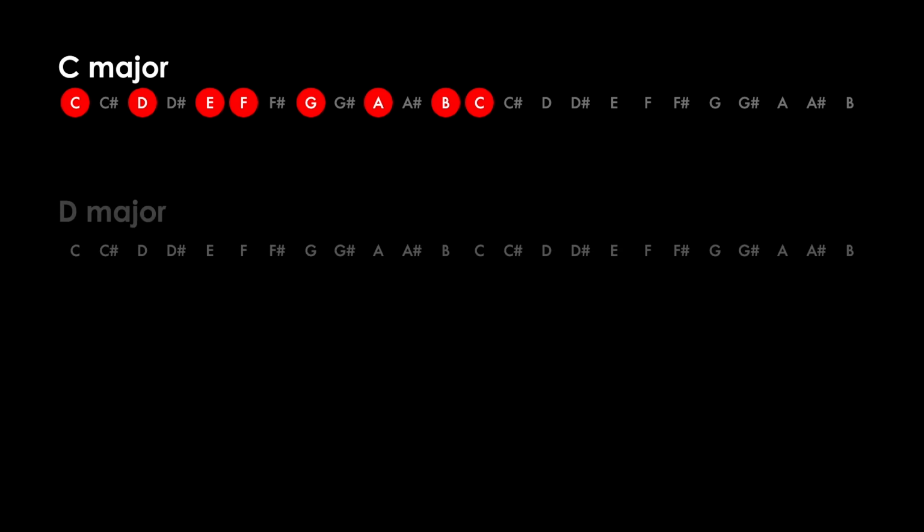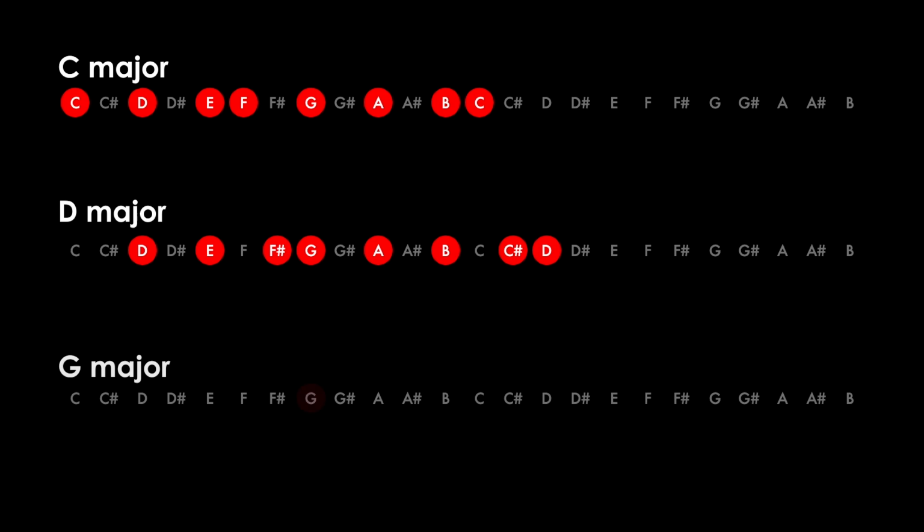So first off, let's listen to what a major scale sounds like. What you heard there was specifically the C major scale. It's called that because it starts on the C note. Here's the D major scale. And here's the G major scale.